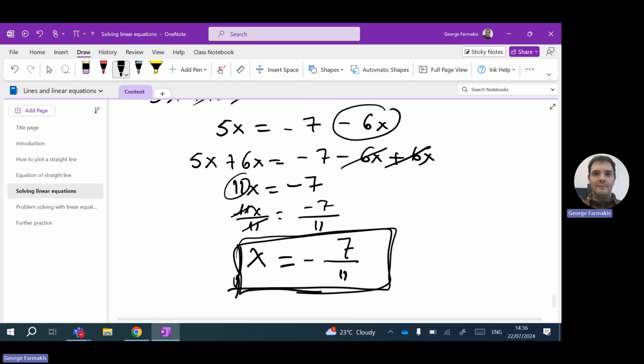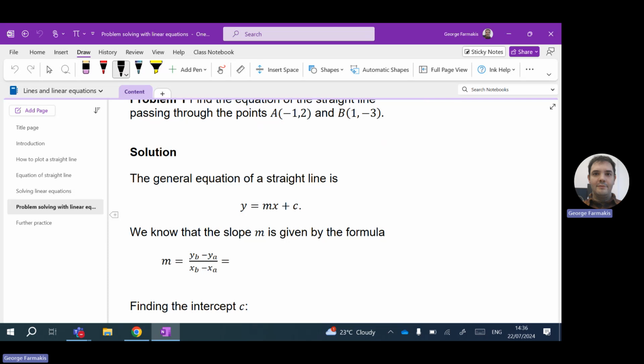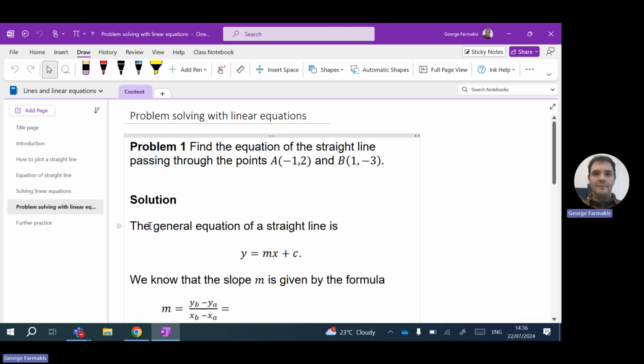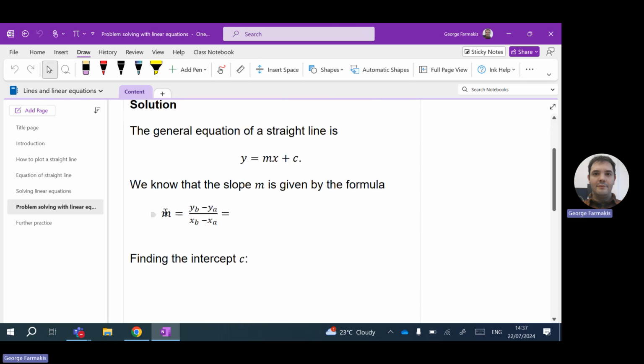Okay, so now we have seen how we can solve linear equations. Let's do a couple of problems using the technique to solve linear equations. As I said in the beginning, now let's see how we can find the equation of a straight line given 2 points. And for this, we're going to need to solve a simple linear equation. So find the equation of the straight line passing through the points A (minus 1, 2), B (1, minus 3). The general equation of a straight line is always like this: y equals mx plus c. M is the slope, the gradient.